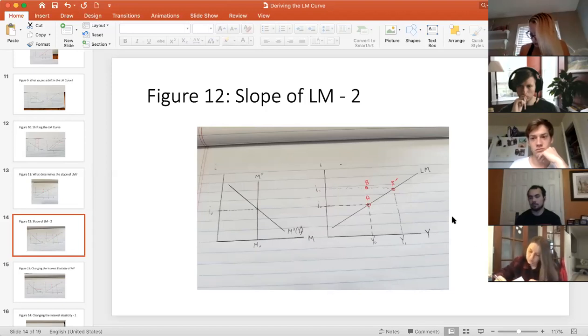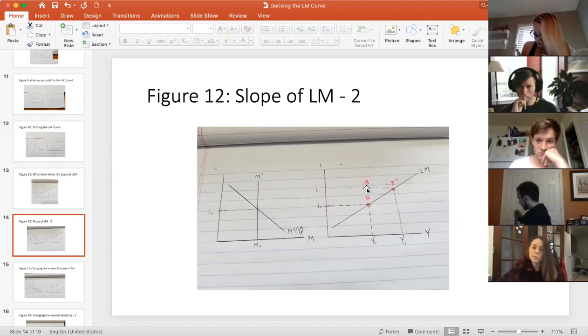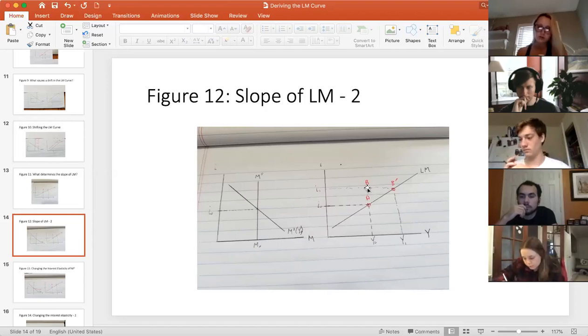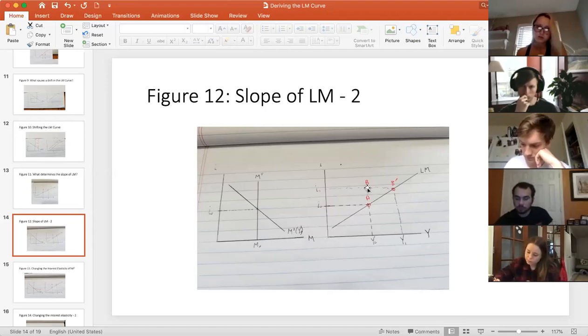Aspen, any idea? Higher elasticity, same increase in the interest rate. What happens to money demand? How much does it fall? More or less with a higher elasticity? More. Exactly. So when we go from A to B now, the higher interest elasticity, the greater responsiveness of money demand means that the same increase in interest rate causes money demand to fall further than it did originally.